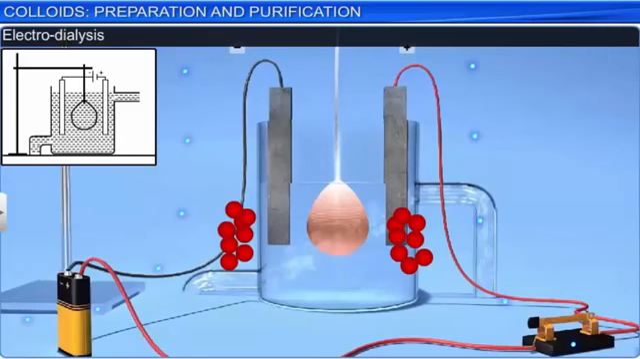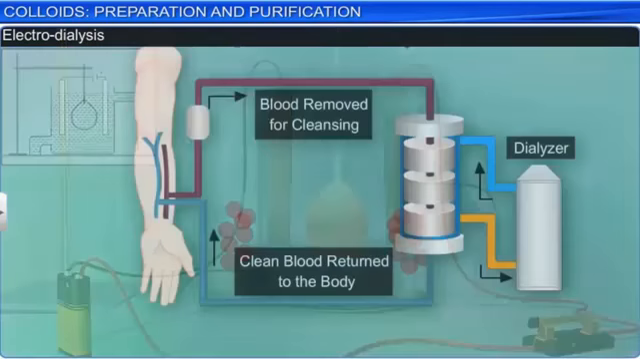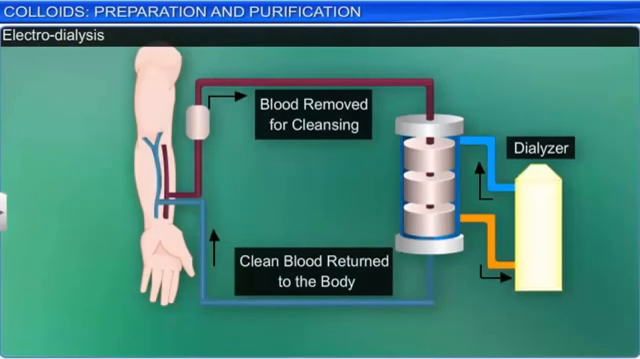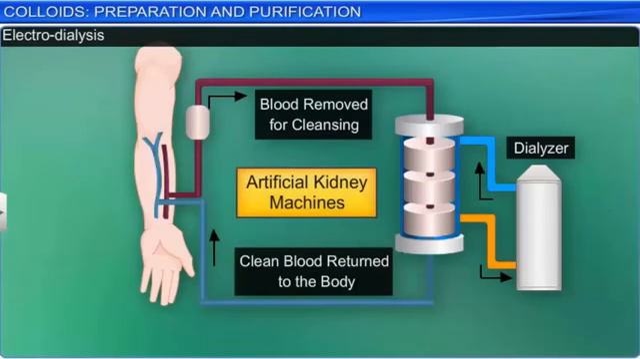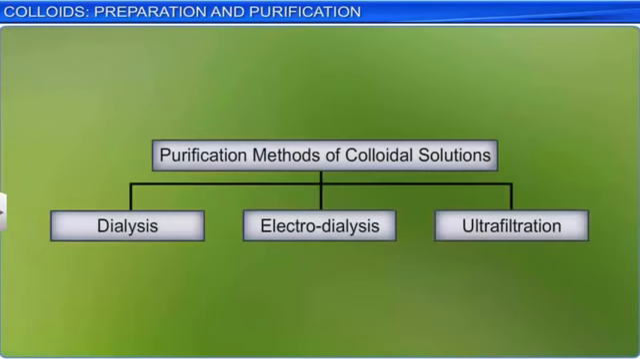An important application of dialysis is in artificial kidney machines, where it is used to cleanse the blood of patients whose kidneys have failed. Let us now discuss the third method for the purification of colloids: ultrafiltration.